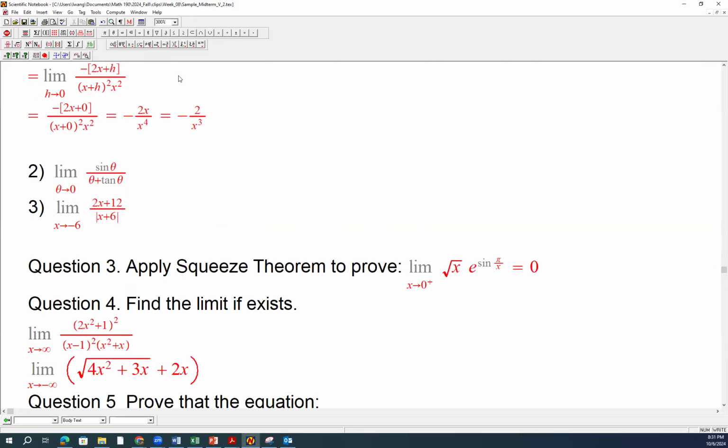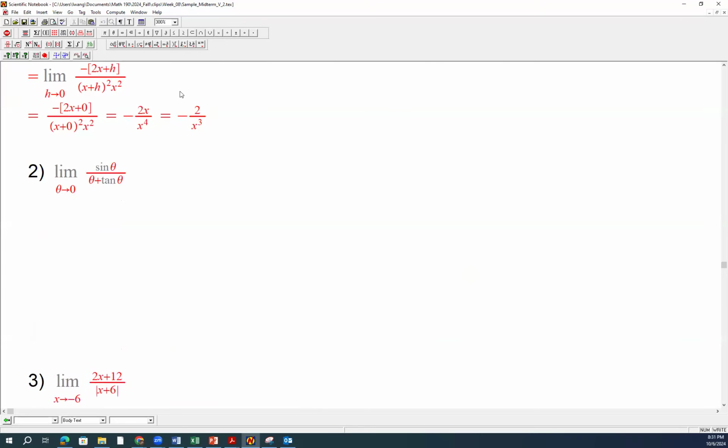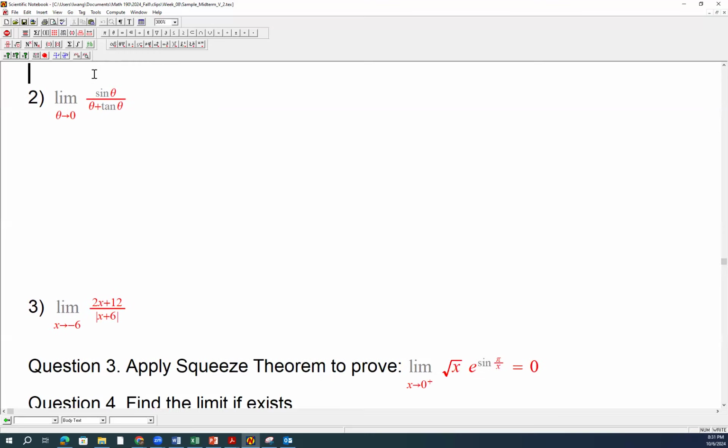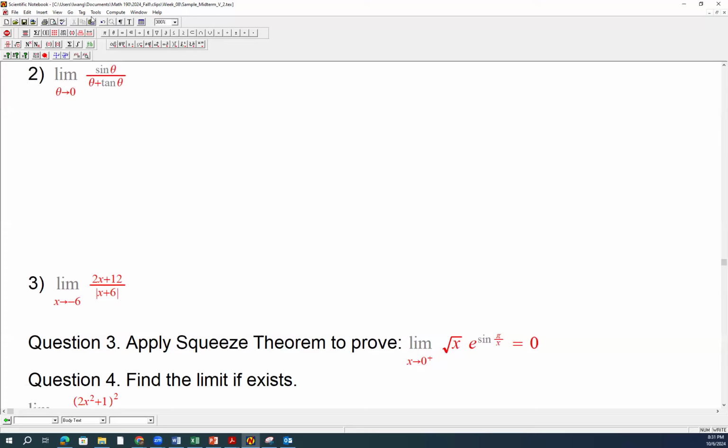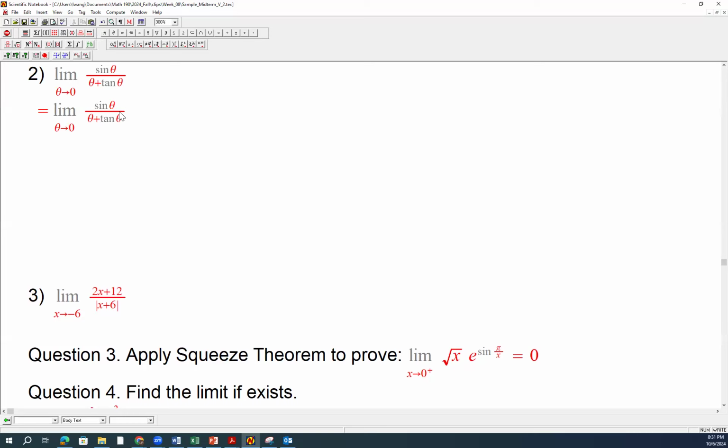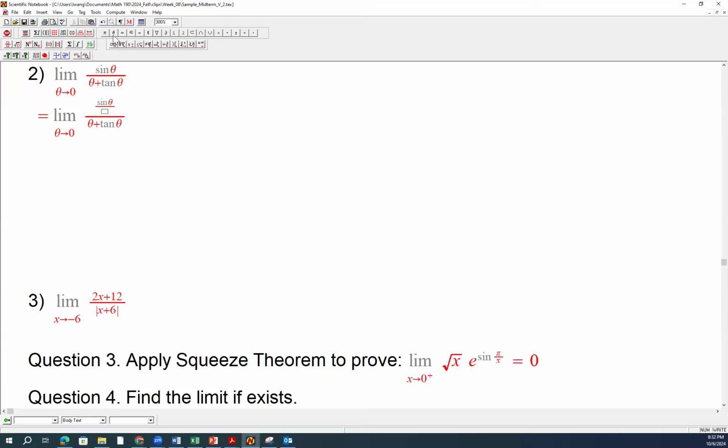The second one, I definitely tried. I hope you try on your own before you look at the solution. Of course, we know what we use here. On this one, we cannot directly substitute. What we do is divide by theta on both top and bottom.